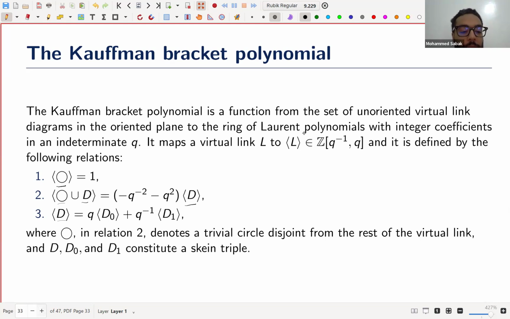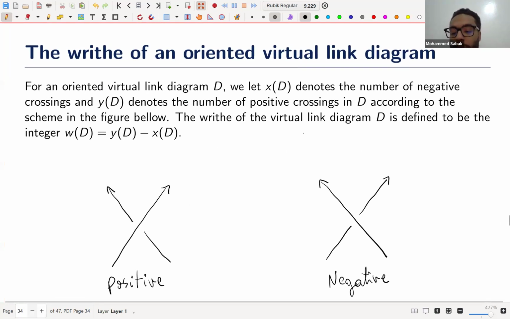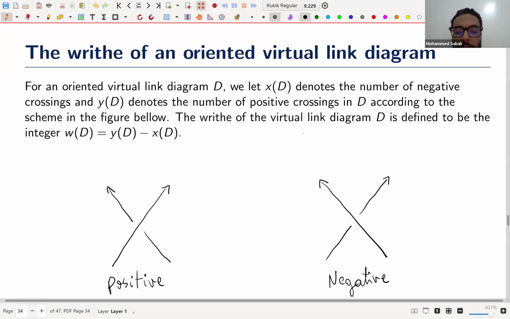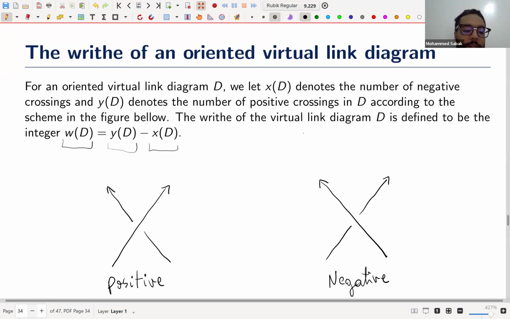So this is the Kauffman bracket. To recover the Jones-Kauffman polynomial, we need to define the writhe of an oriented virtual link diagram. When we add the orientations, we have two types of crossings: positive crossings and negative crossings. We define the writhe of D as y of D, the number of positive crossings, minus x of D, the number of negative crossings.